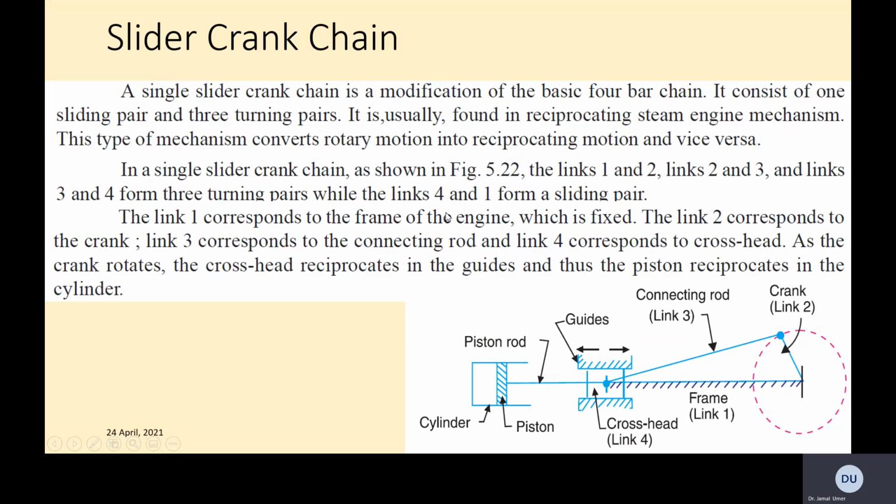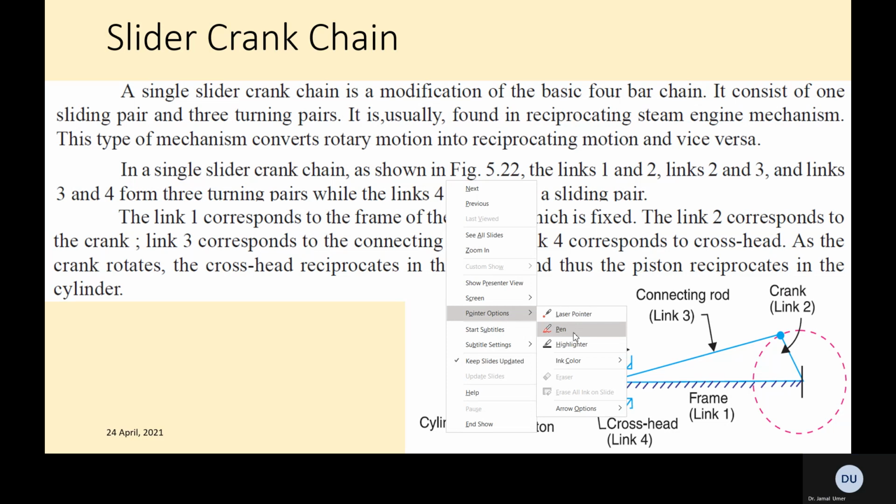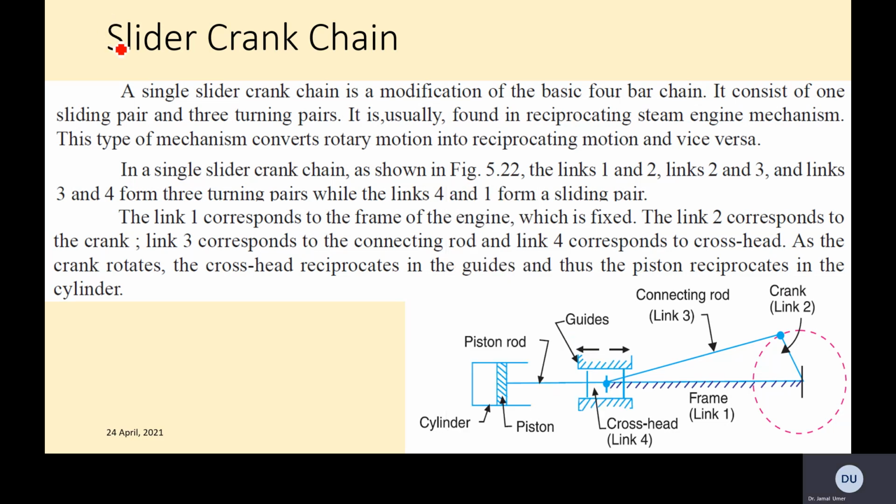All right, so that's what we have here. Single slider crank chain. A single slider crank chain is a modification of the basic 4-bar chain. It consists of one sliding pair and three turning pairs. We have discussed this in quite some detail in the last lecture as well. It is usually found in the reciprocating steam engine mechanism. This type of mechanism converts rotary motion into reciprocating motion and vice versa.